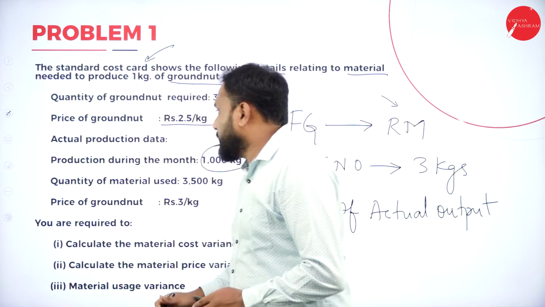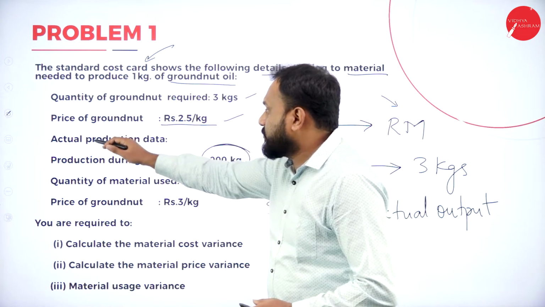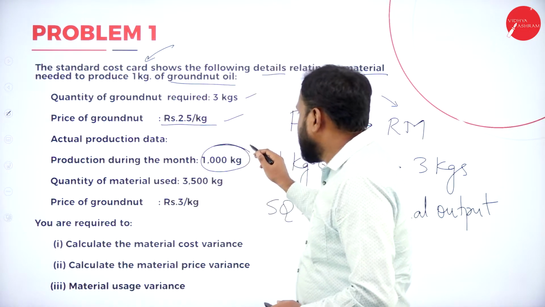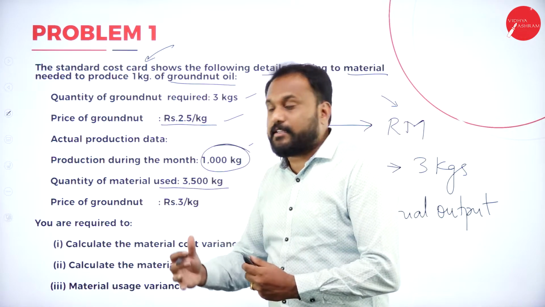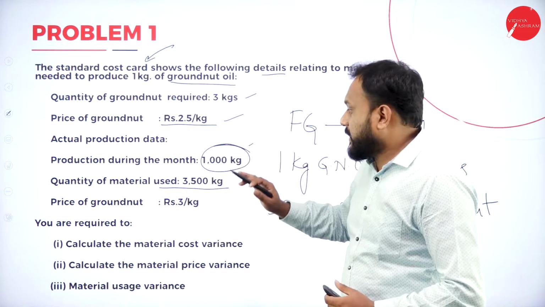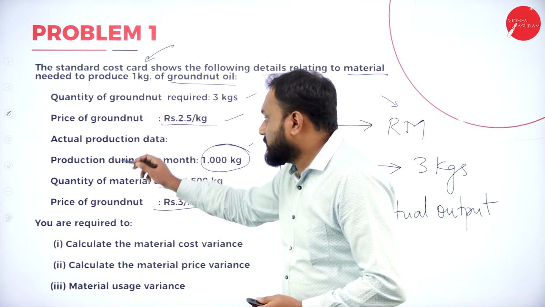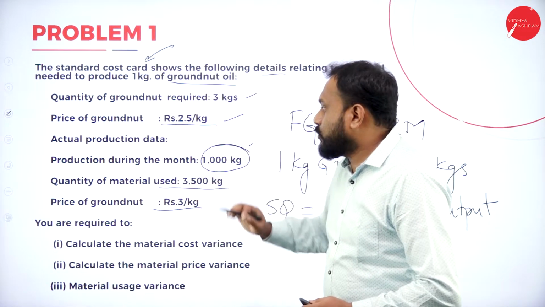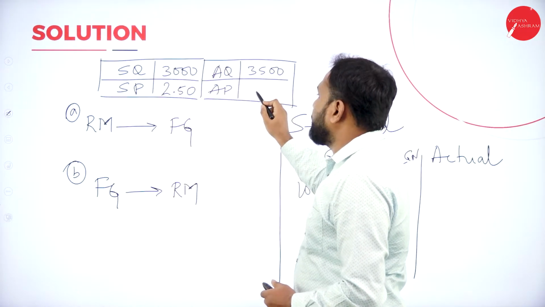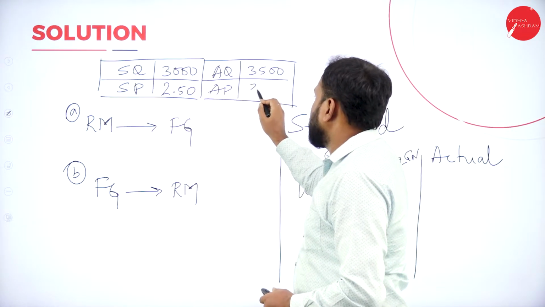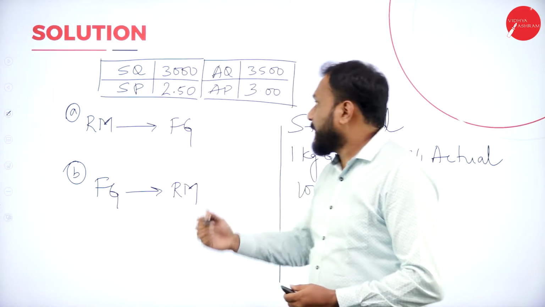Now, go back to the question. Again here, actual production data. That means this is also done. Now we are done. Quantity of material used. Quantity of material, that is actual quantity, is how much? 3500 kg. Price of groundnut is how much? 3 per kg. That is actual price. All these are actual price and actual quantity. That means 3500 is what they have given. So the actual price is how much? That is 3 rupees. Done. So we got our SQ, SP, AQ, AP.